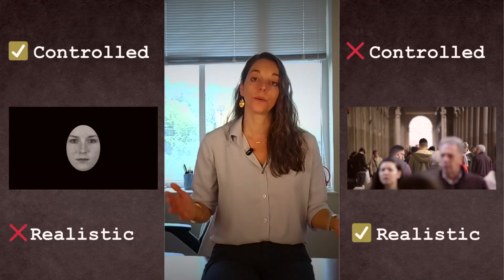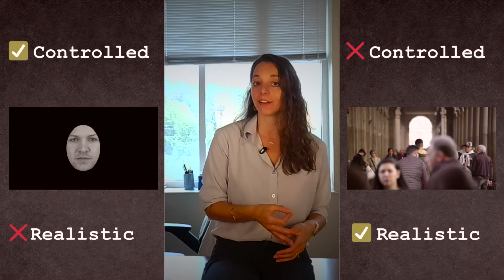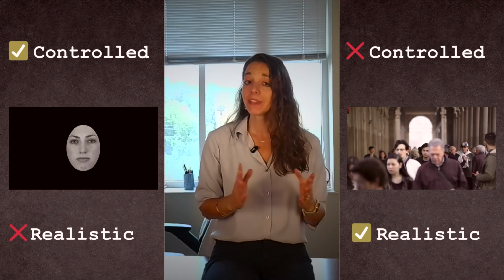This is the classic Goldilocks problem. Too much control is accurate, but may not generalize. Too little control is messy, but realistic. The goal is to find just the right balance, controlled enough to trust your results, realistic enough to matter in the real world.